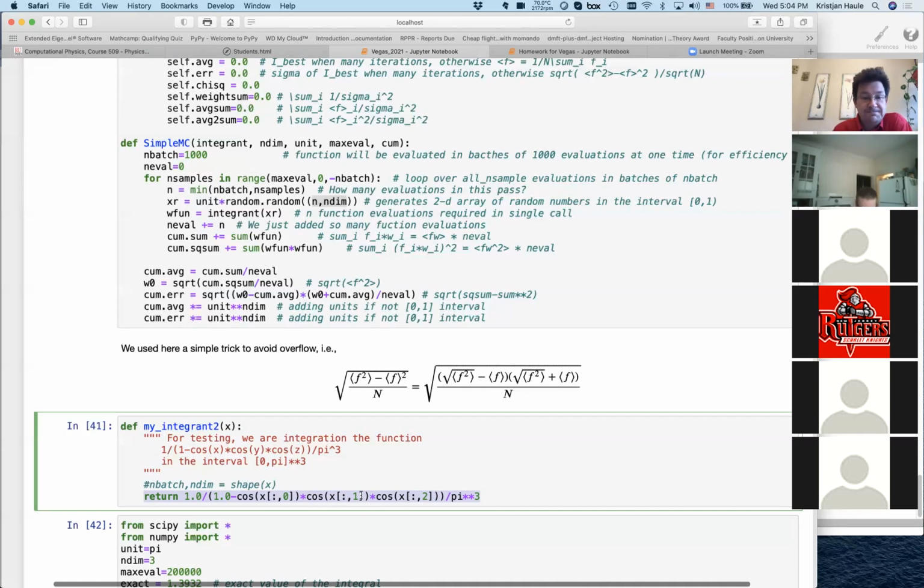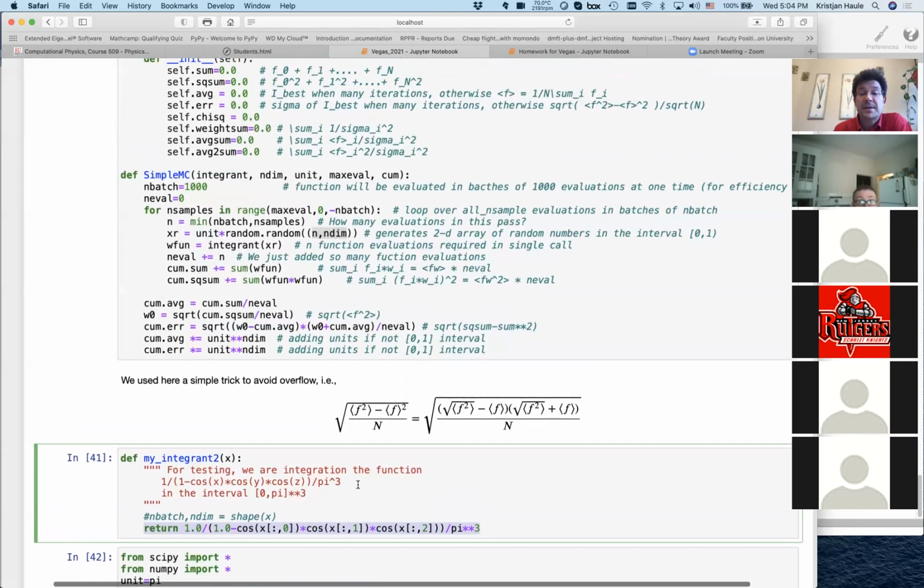Okay, so because we are returning n batch function evaluations at once, all the future functions that are going to be used in Vegas need to have this functionality, so that the input is a 2-dimensional array and the output is a 1-dimensional array. Okay, and this my integrand is a perfect example of a function which can be sped up by numba, for example. So here you can add this JIT in front of the function, and it will hopefully be much faster.